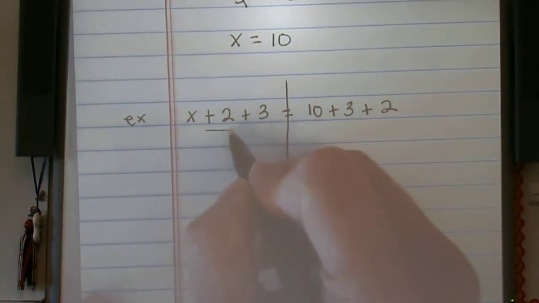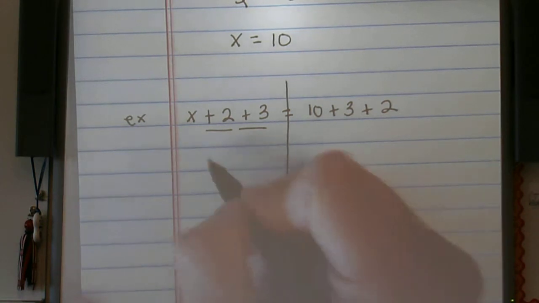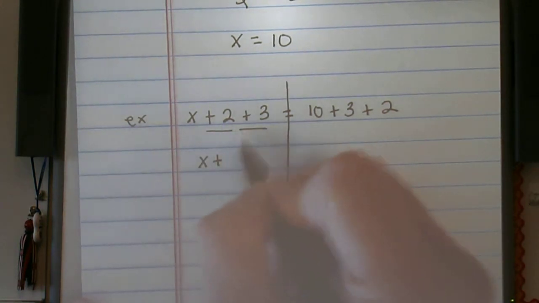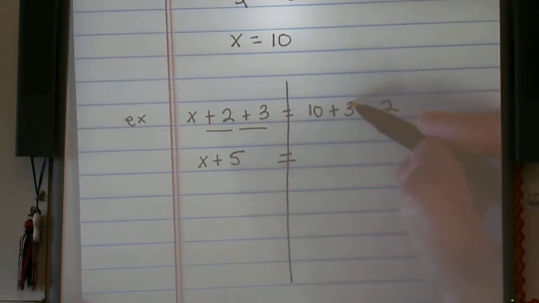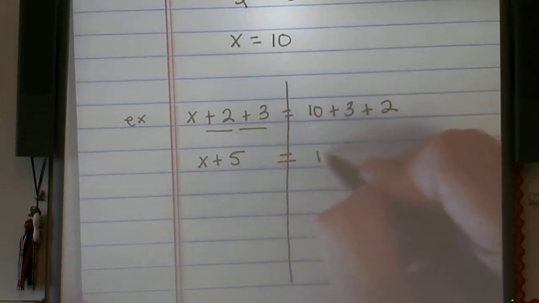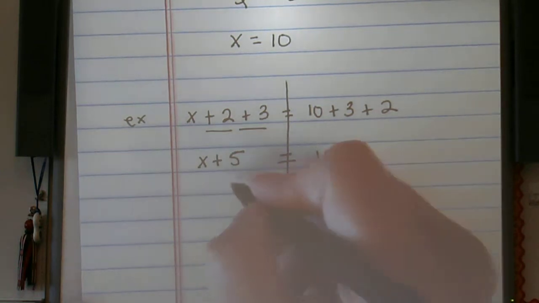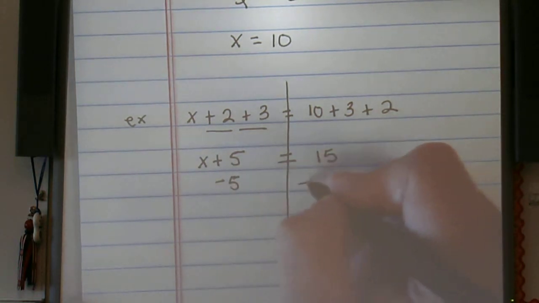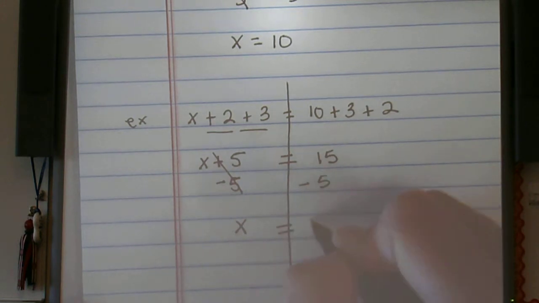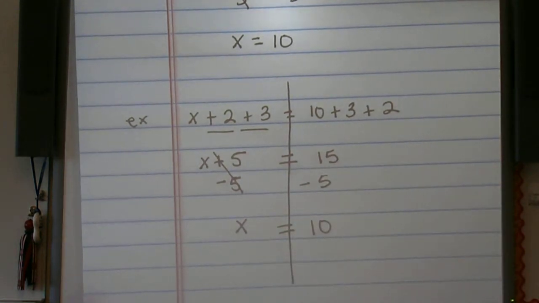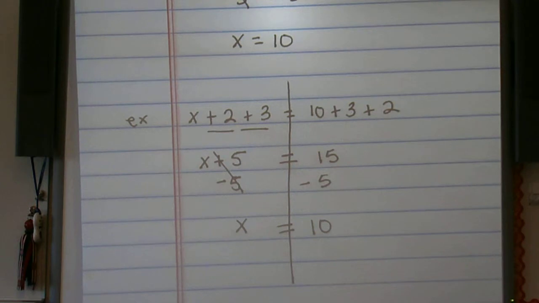Here our like terms are the plus 2 and the plus 3. So we have x plus 5 equals 10 plus 3 is 13, plus 2 is 15. And again, now we want to isolate the variable by subtracting 5 from both sides. X equals 10. These have been some examples of solving one-step equations.